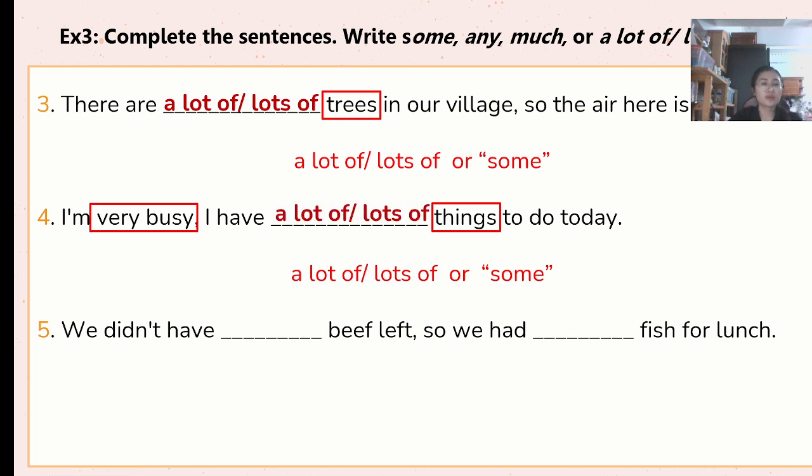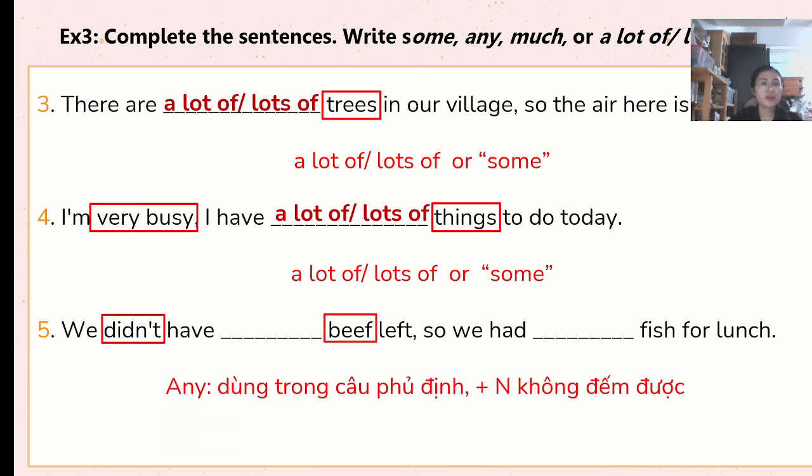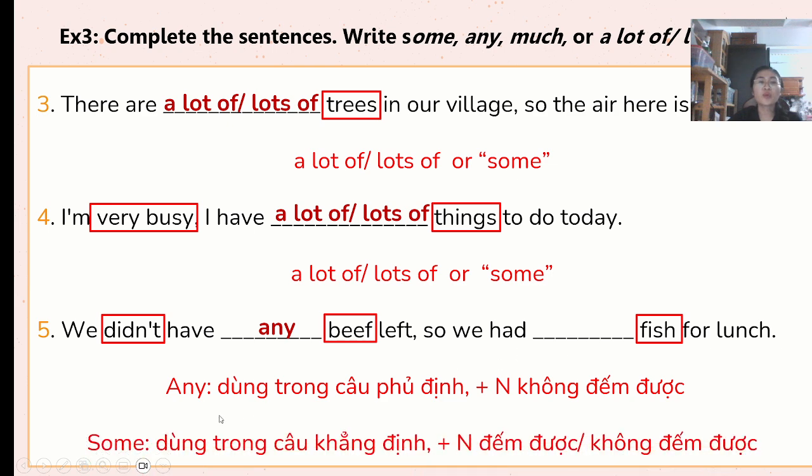And the last one, "didn't". This is negative form. Beef is an uncountable noun. So in this blank, we use any. And look at this. Fish, and we use some in affirmative form with a countable noun. And our answer is some.